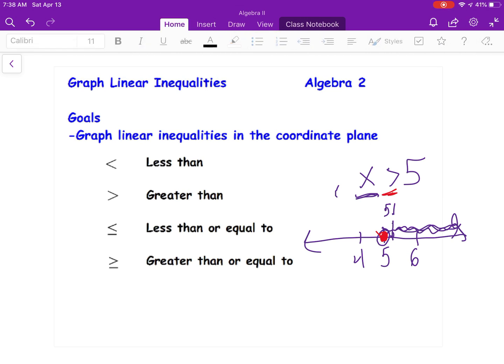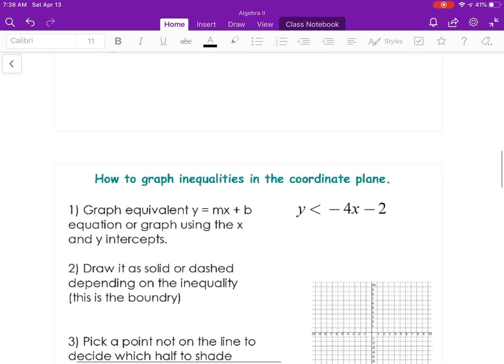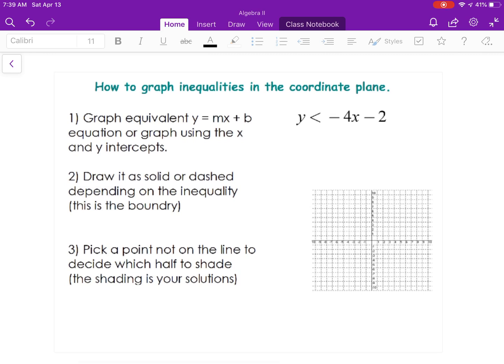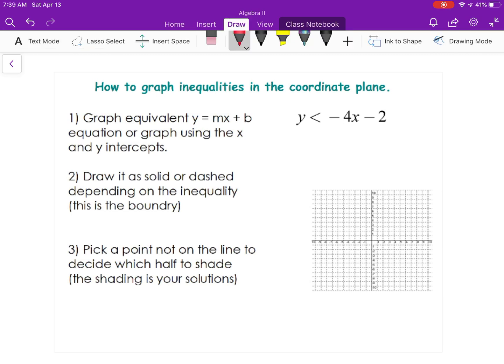Well, we're not going to be graphing them on a number line. We're actually going to be taking lines, and we're going to graph them on the coordinate plane. So when it comes to graphing the line, I'm going to graph the line just like I typically graph a line, where I compare this to y equals mx plus b, get a slope of -4/1, get a y-intercept of -2.